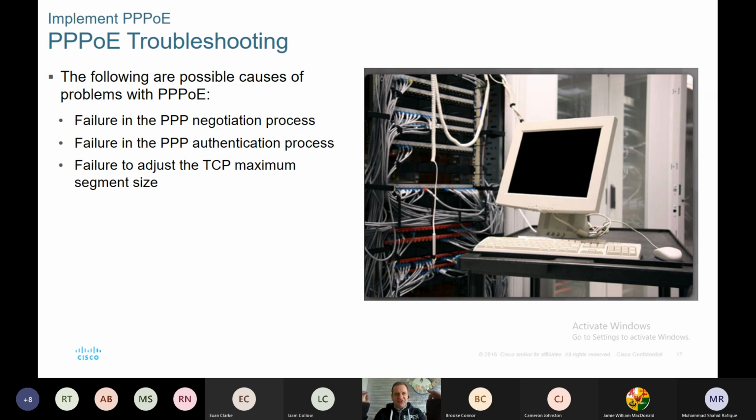Once that comes up, then the line should come up. So that's the first thing, make sure the line is up. The hardware side is up and it sees a connection. Then if you've got that up, but the other side is down, it's probably the PPP authentication process.